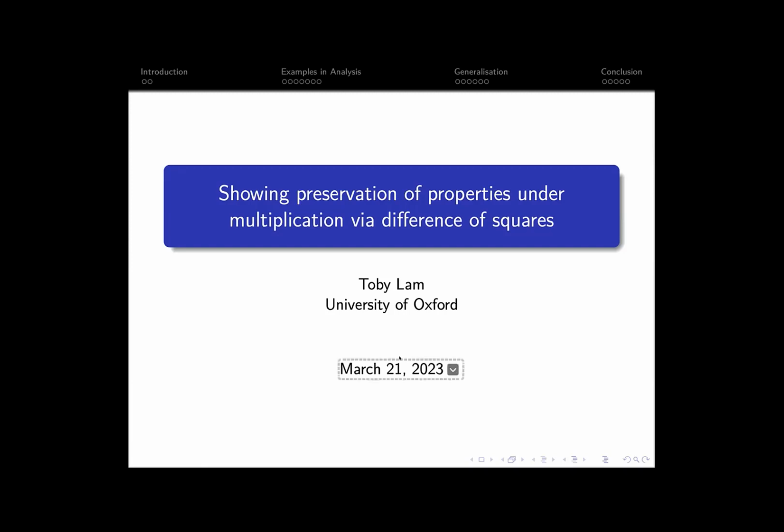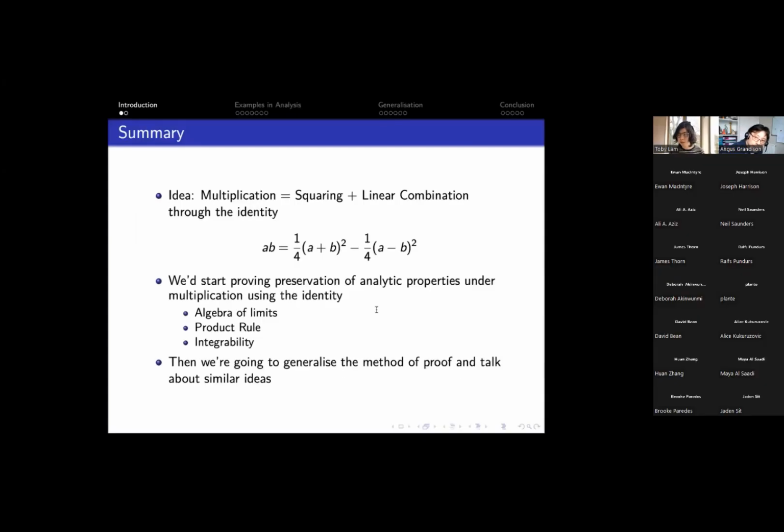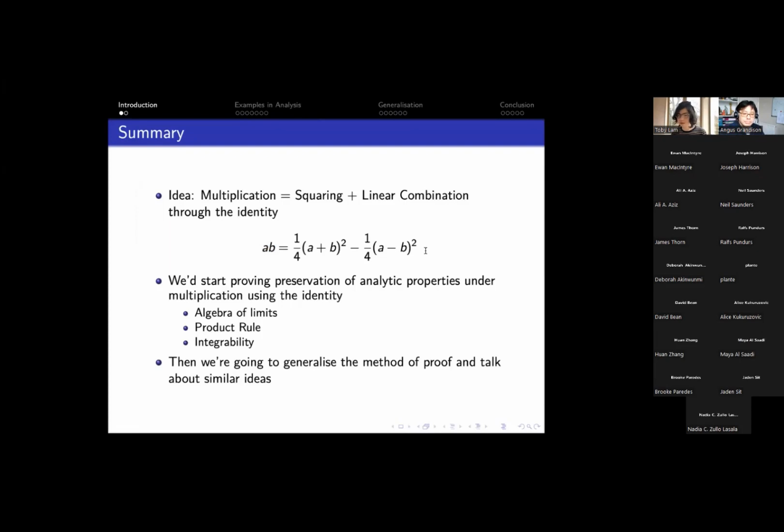So let's begin. The idea of this talk is that multiplication is just two operations, which are squaring, summing, and taking scalar multiples. And we do this using the difference of squares equation. Basically, we have a squared minus b squared is equal to a plus b times a minus b. We change it a little bit, and now we get this form where a product is equal to the difference of two squares times 1/4.